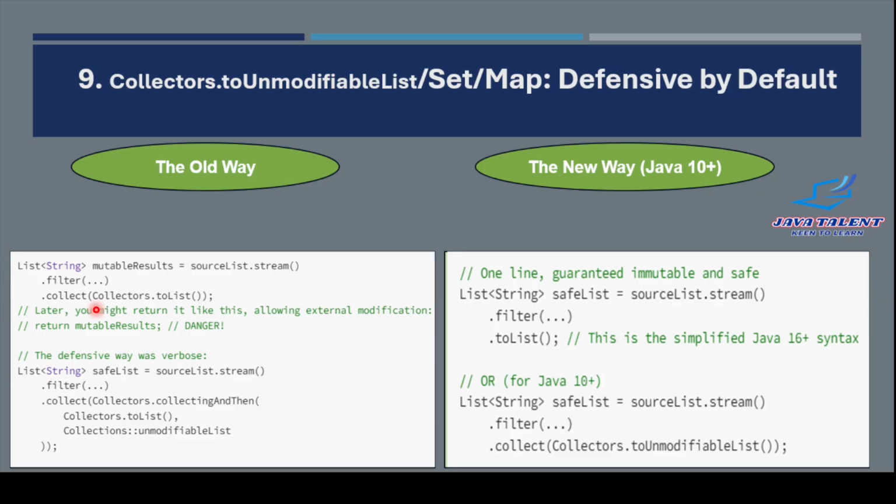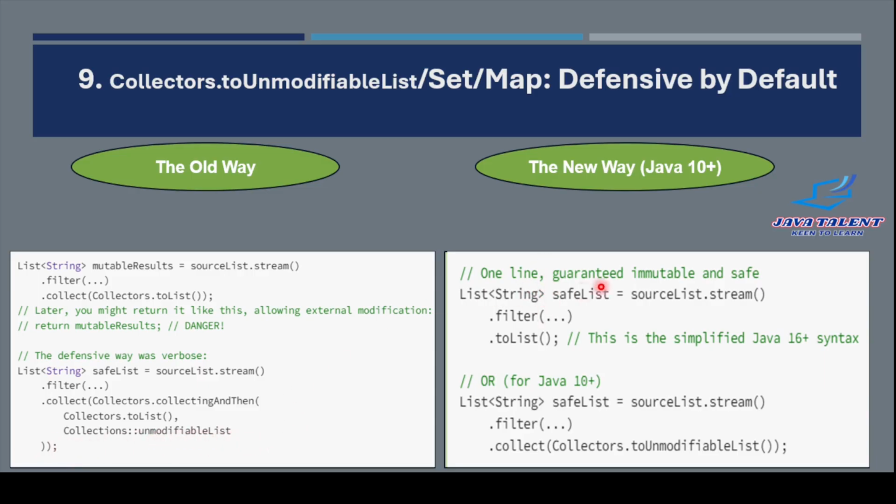In the old approach, you can see here: List<String> mutableResults = sourceList.stream().filter(...).collect(Collectors.toList()). Later you might return it like this, allowing external modification, or return the mutable results, which is dangerous. The defensive way was verbose: safeList = sourceList.stream().filter(...).collect(Collectors.collectingAndThen(Collectors.toList(), Collections::unmodifiableList)).